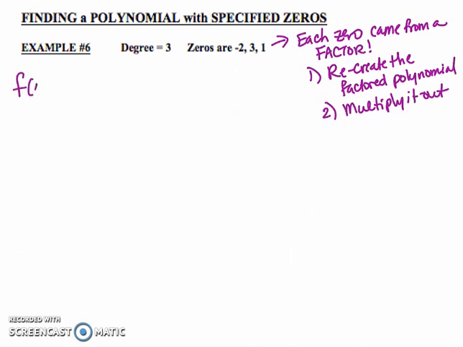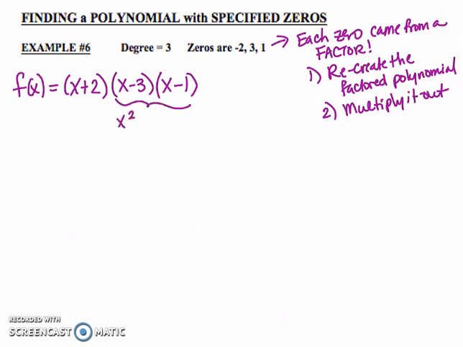So let's take a look. We'll just call our polynomial f of x. So if -2 is a 0, it came from the factor x plus 2. If 3 is a 0, it came from the factor x minus 3. And if 1 is a 0, it came from the factor x minus 1. So now we have three binomials that we have to multiply together. You just start by picking two of them and you FOIL.